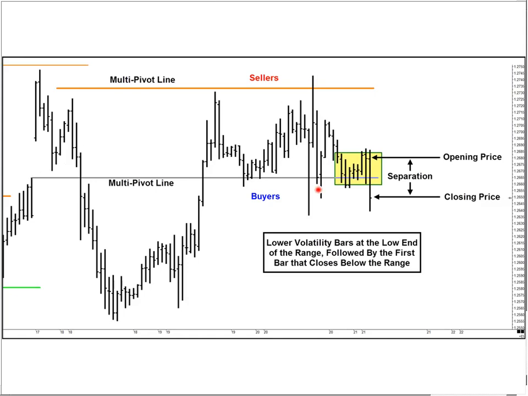We've got enough smart people to go, oh, my God, I've been stopped out to the downside. I've been stopped out to the upside. I don't have any more money to play. Look at how many hours go by. And then what happens? Lower volatility bars at the low end of the range. Follow the first bar that closes. Look at this bar with good separation. Lower volatility, so it's a tight range. Price is rebuilding the energy that was spent busting here and busting here. Maybe the whale's catching some sleep. Then finally we get another bar that zooms through this balance line, and we close to the downside.